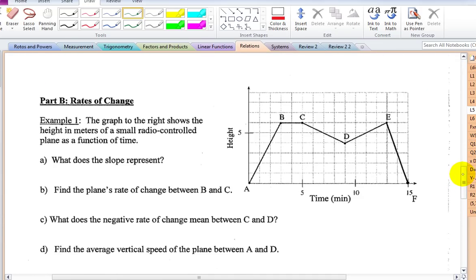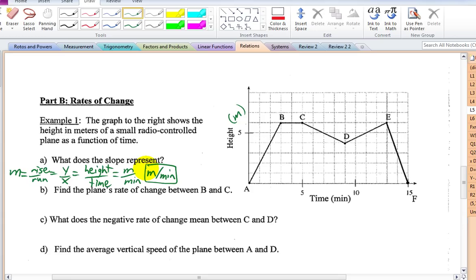So now we're going to interpret graphs again. So this is going to be a little bit easier. So have a look. Here's the graph of that radio-controlled plane. Okay. Height, that's in meters. Time is in minutes. What does the slope represent? So m equals rise over run equals y over x. And for us, it's going to be height over time. And the units would be meters per minute. So you can also write it in this format as a sideways per sign.